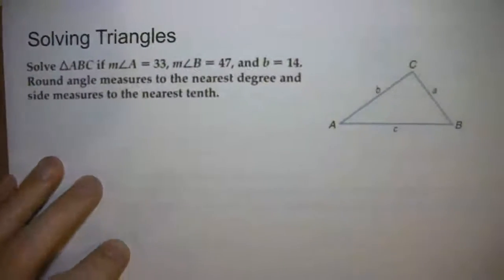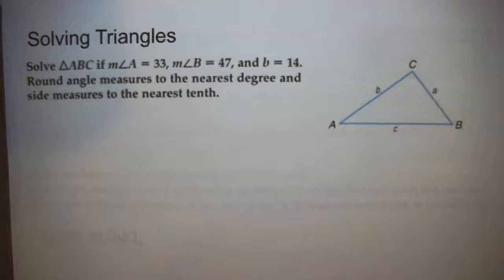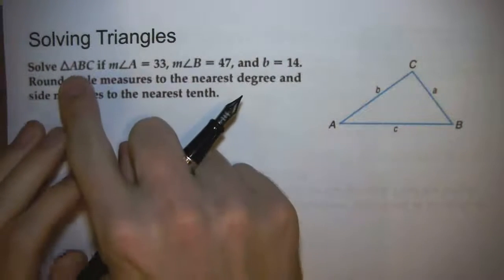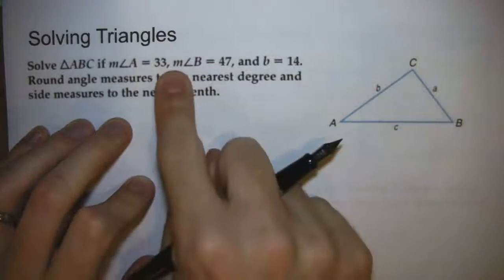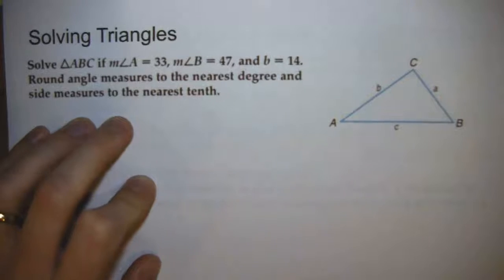Let's talk about solving triangles. This is where we need to find all angles and all sides. So again, we've got a nice nondescript triangle here. We're asked to solve ABC, and by solve it means find all side lengths and all angle measures. So let's take what we know, we'll write it in, and then we can start finding what we're missing.